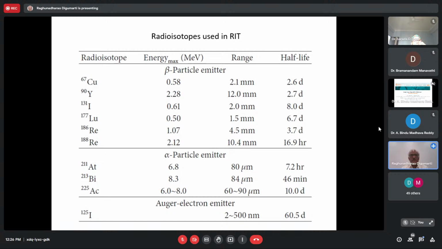You can use a beta particle or electron. You can use an alpha emitter, or you can use an Auger electron like iodine with different half-lives. The half-lives can be as short as 46 minutes to as long as 60 days for radioiodine. So you can use many different varieties of radioisotopes for tagging along to a monoclonal antibody and injecting them.